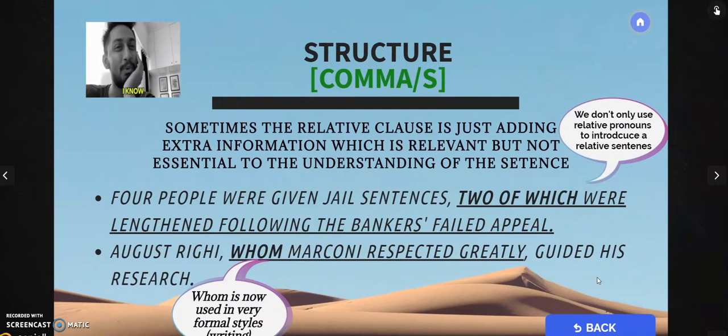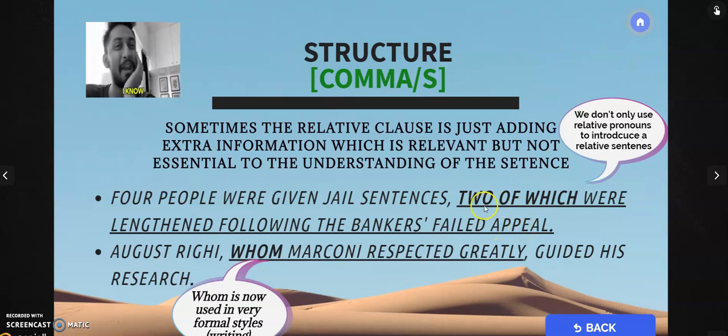Okay? And in terms of formation, as I told you before, this non-defining relative clause appears in the main sentence between commas because, as I've said before, it's an extra piece of information. I mean, it's a piece of information that we don't need to make sense of the whole sentence. So 4 people were given jail sentences, 2 of which were lifted following the banker's failed appeal.